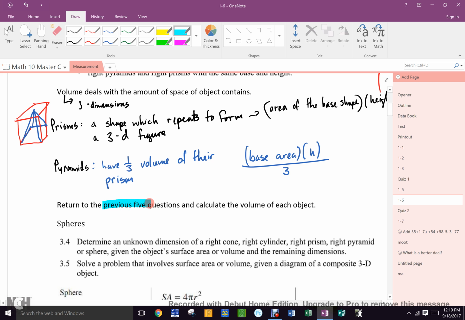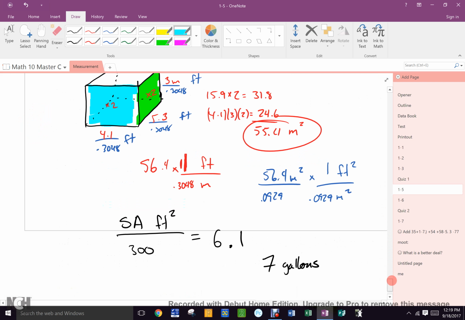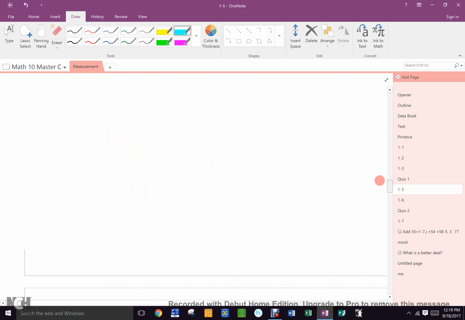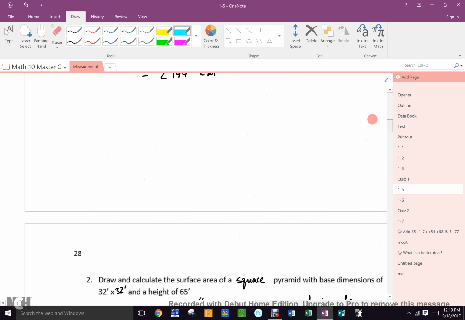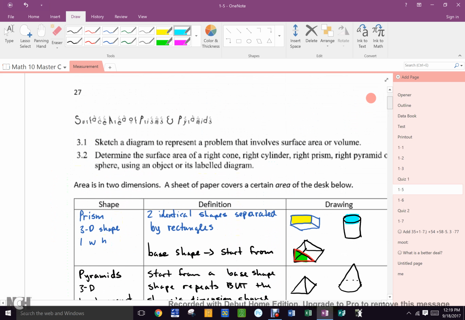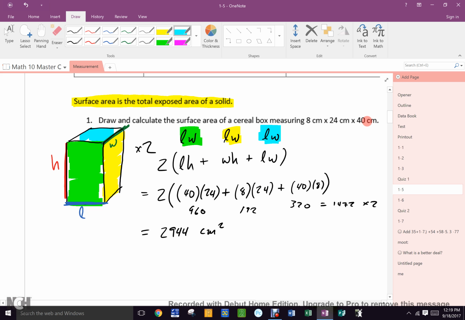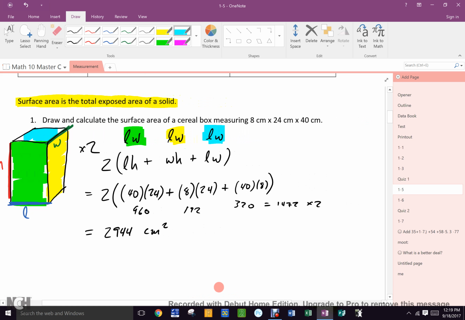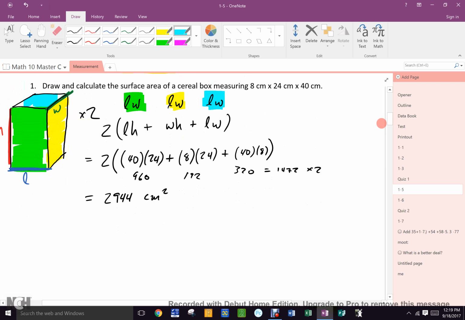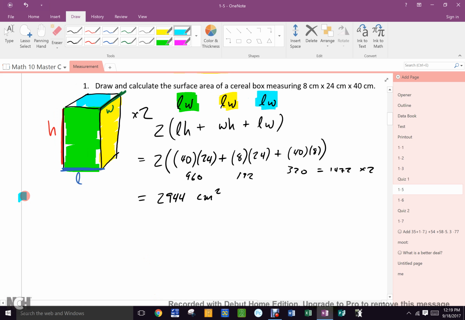All right, so here's what we're going to do. We are going to go back to the last 5 questions in our notes, which start on page 27, I believe. Just go back to page 27. I was right on. And there is our first prism. Now, somewhere on this page, you should have a bit of white space. You don't need much because it's so easy.